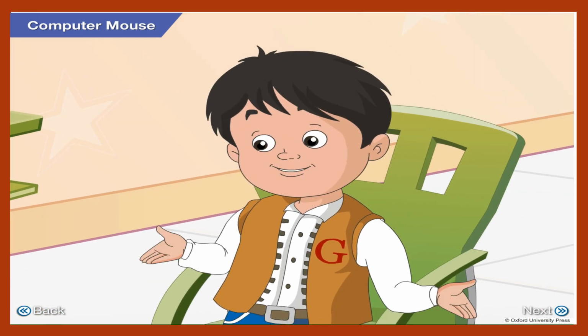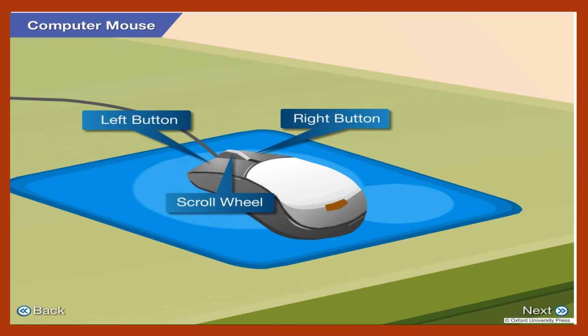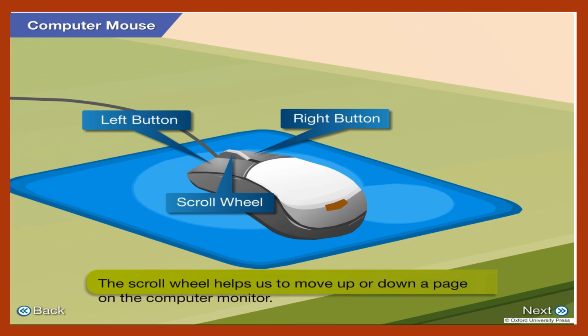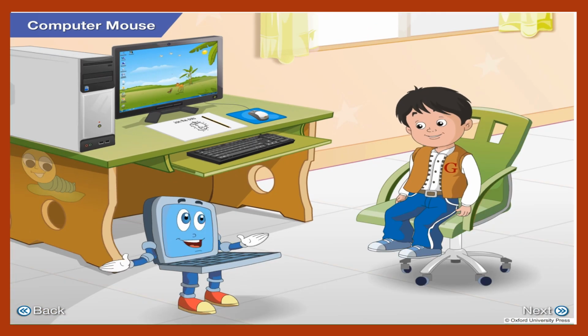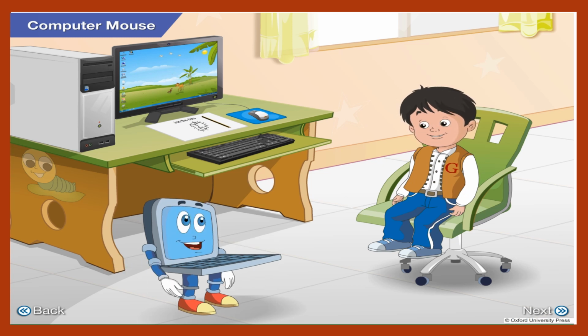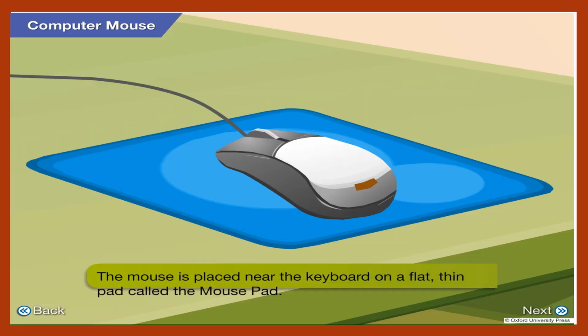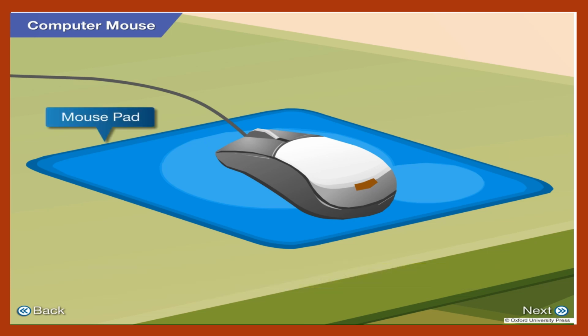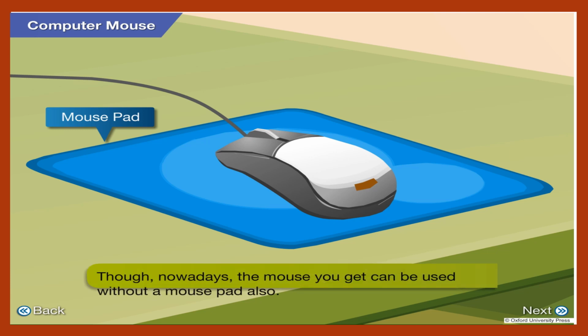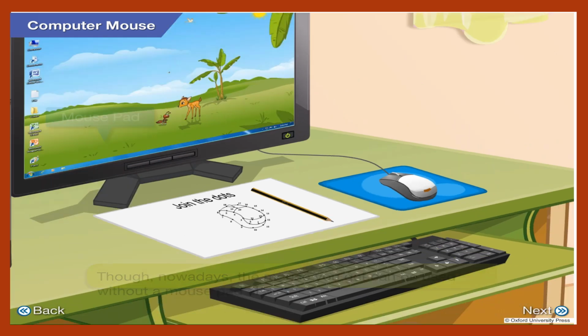Okay, but what is the use of this wheel? The scroll wheel helps us to move up or down a page on a computer monitor. Goggle, the computer mouse has to be placed properly in front of the computer. Really? But how? The mouse is usually placed on a flat, thin pad called a mouse pad. This makes its movement smooth. Though nowadays, the mouse you get can be used without a mouse pad also.